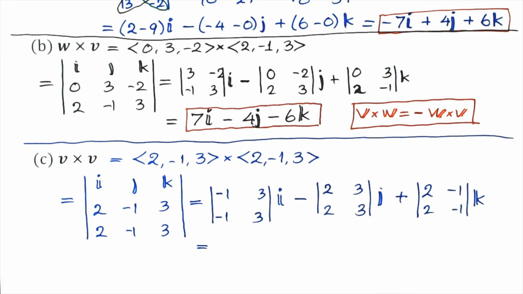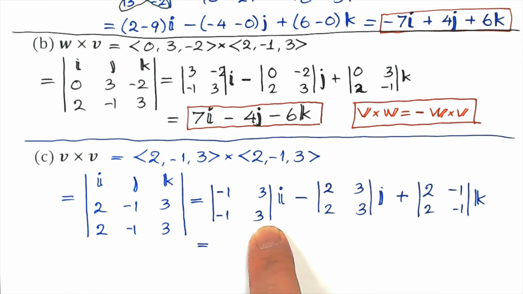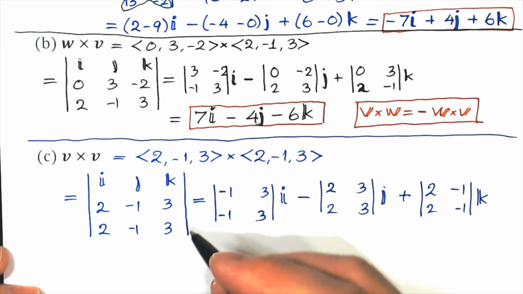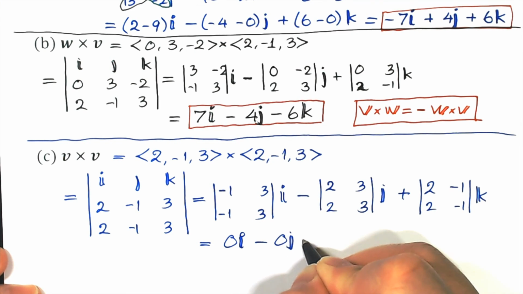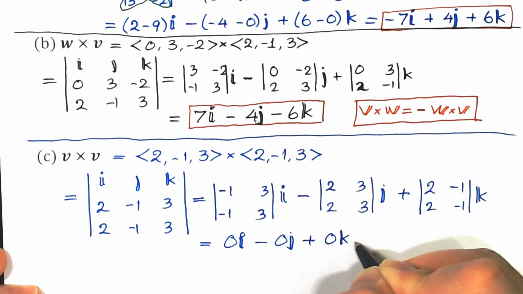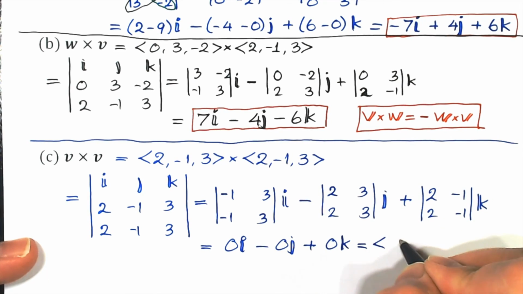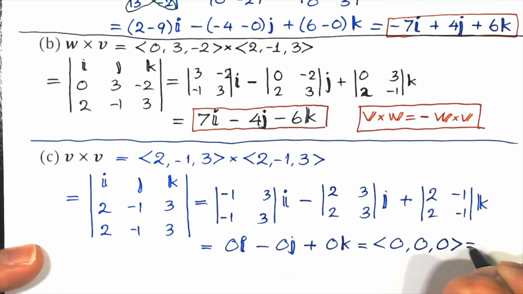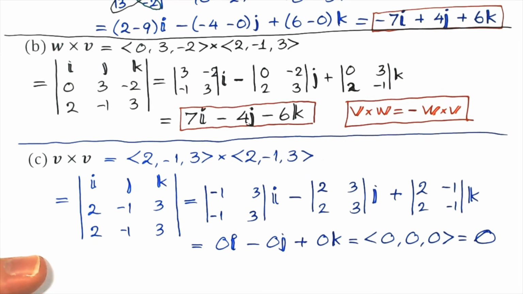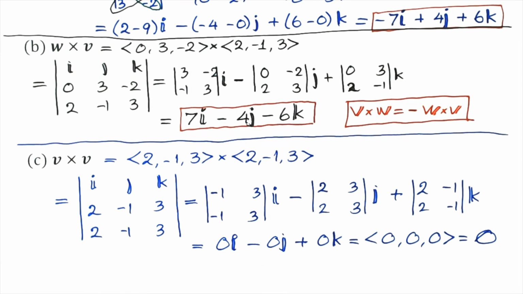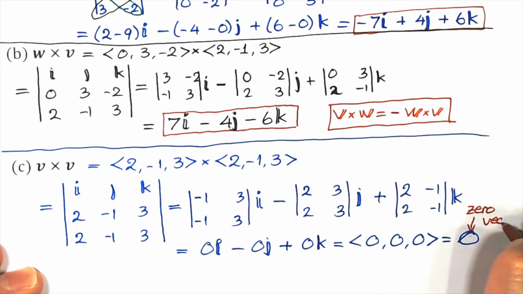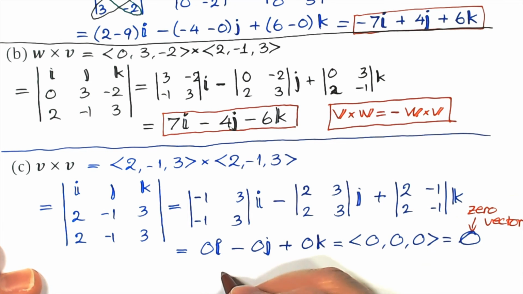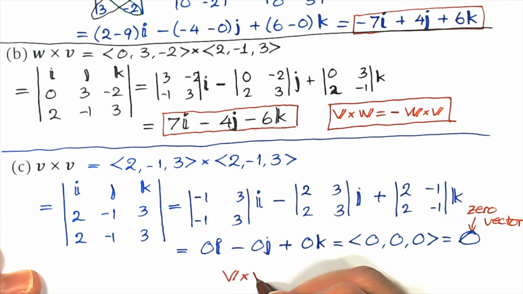And here we see that negative 3 minus negative 3, so we're going to have 0i, 0j, and 0k. Or we can write it like this, that is the 0 vector. So in general, any vector crossed with itself is equal to the 0 vector.